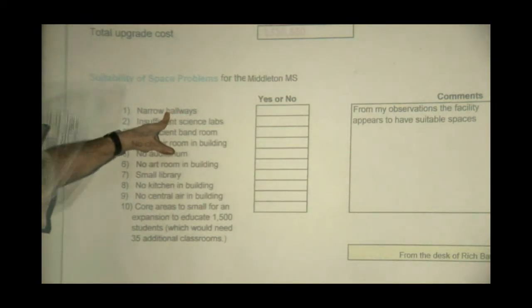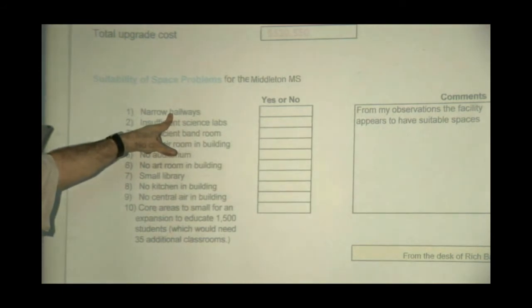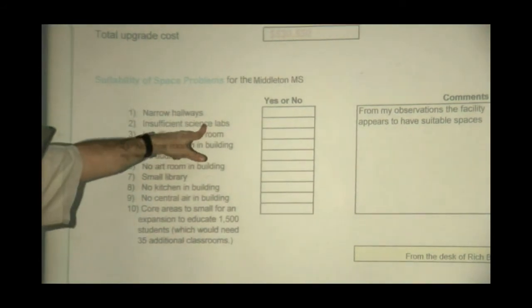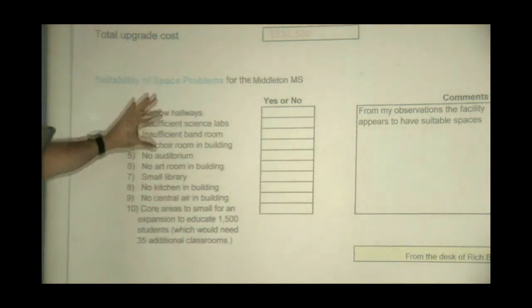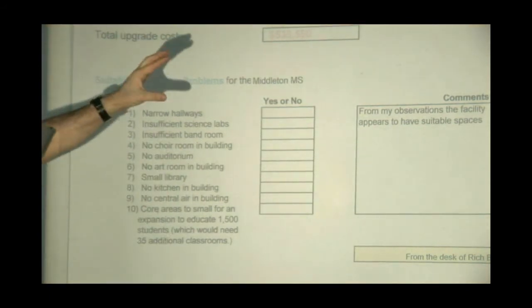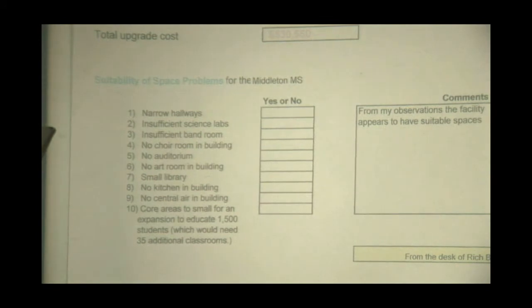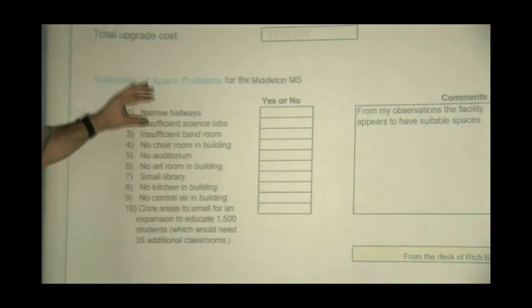And in our case of these hallways, I'll walk through today and say, well, they're suitable. Inefficient science labs, inefficient band room, no choir room. These are things that are specific to that middle school. You do the same thing in your building, going through and listing these areas that you think have an effect on suitability. I have not exhausted this entirely.